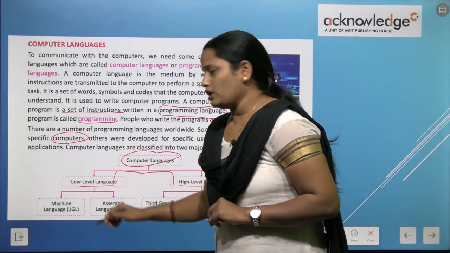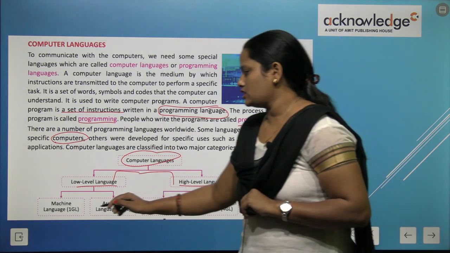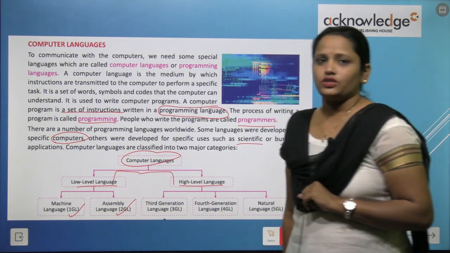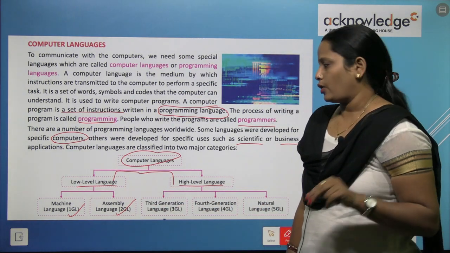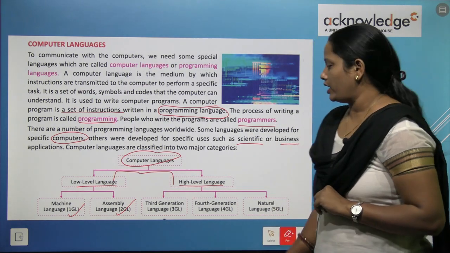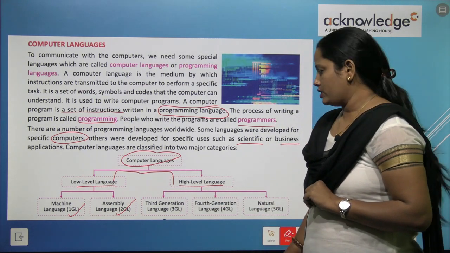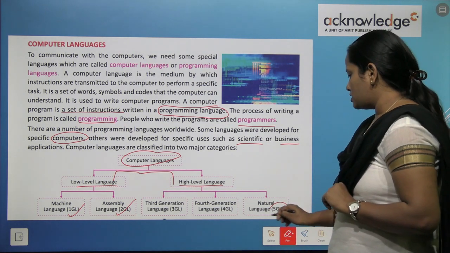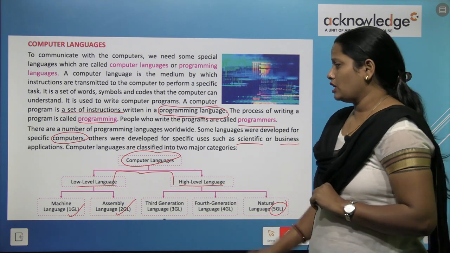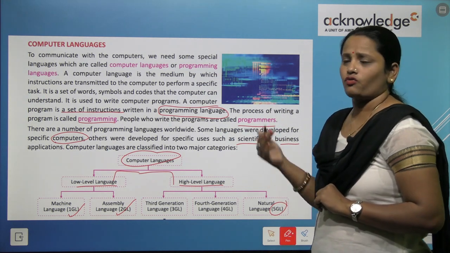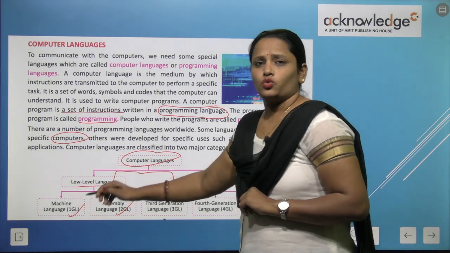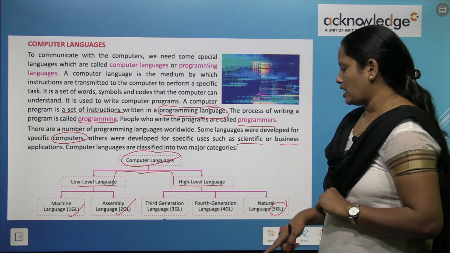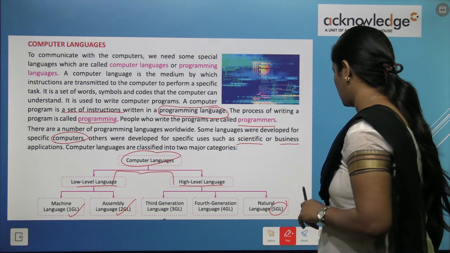In the lower level language there are two: machine language, also known as first generation language, and assembly language, known as second generation language. High level language is again divided into three parts: third generation language, fourth generation language and natural language, which is a fifth generation language. So there are a total of five generations of languages that we are going to learn. First were machine language and assembly language in the lower level, and third, fourth and natural language in the higher level language group.